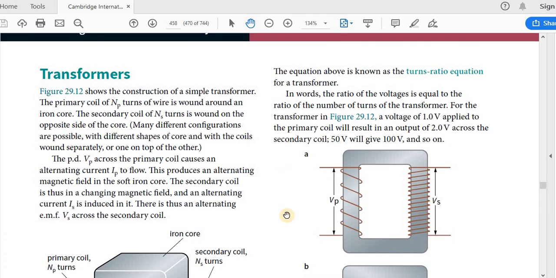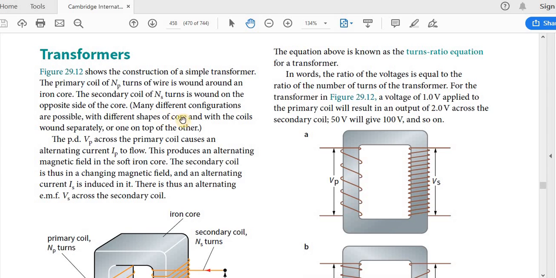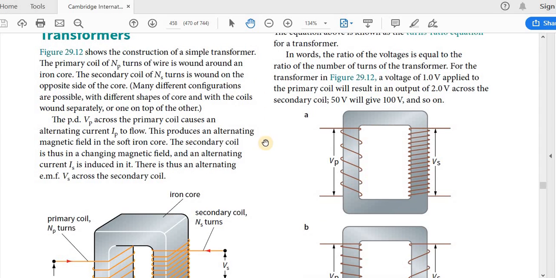So you can even have one iron core in the shape of a barrel, and on the top there are some coils, and at the bottom there are more coils, so in the shape of a cylinder, and that is also a transformer. That's why they say many different configurations are possible with different shapes of core and with the coils wound separately, like over here, or one on top of the other, like what I told you.